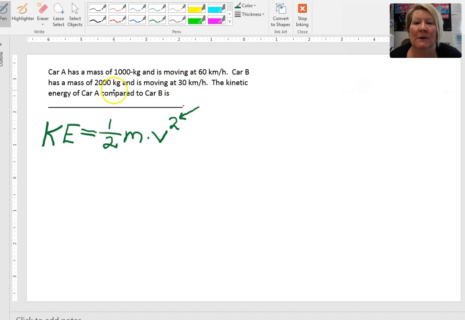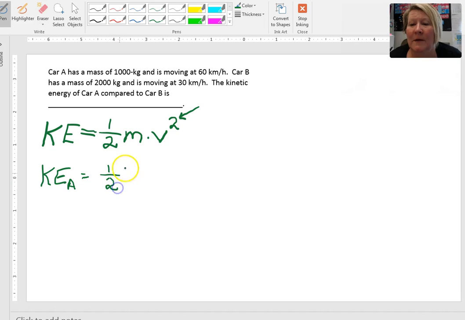And so the question at the end of this chapter is: the kinetic energy of car A compared to car B is what? Well, you could do this conceptually, but I'm going to work them both out, and we're going to start out with the kinetic energy of car A and plug in the numbers.